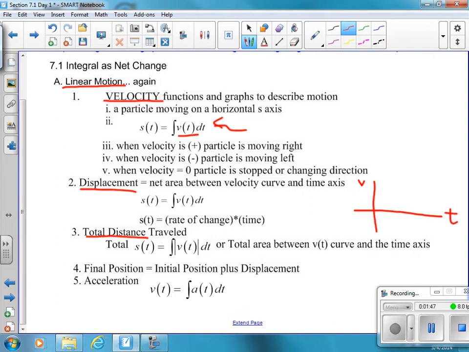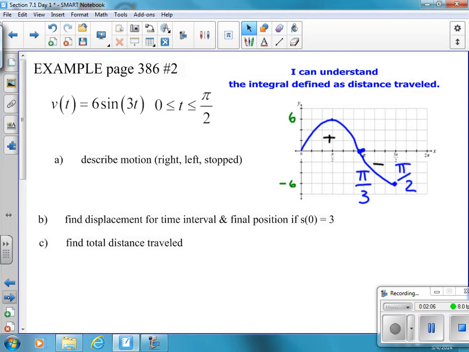The final position is wherever it starts plus the displacement, which is the net area, and then the acceleration would be the derivative of the velocity. Okay, so those are all a little review. So let's see how they work in a problem. We're going to do 2 problems from your assignment. The first one is number 2.